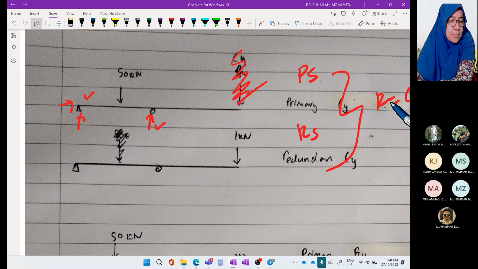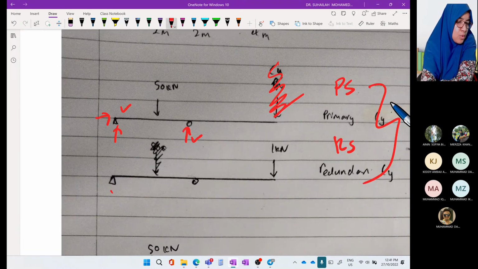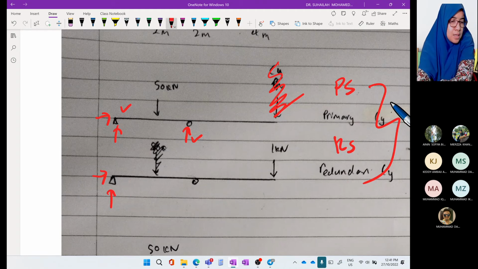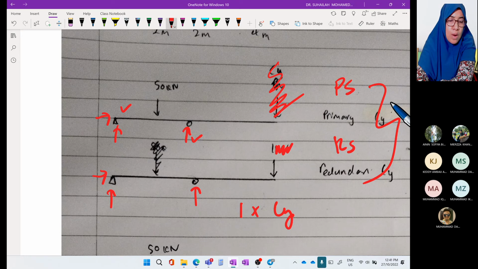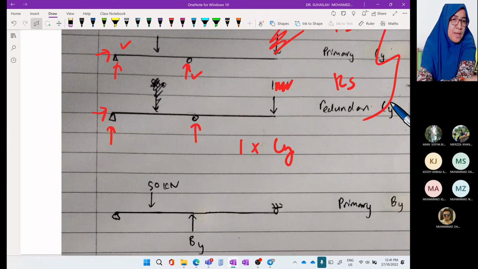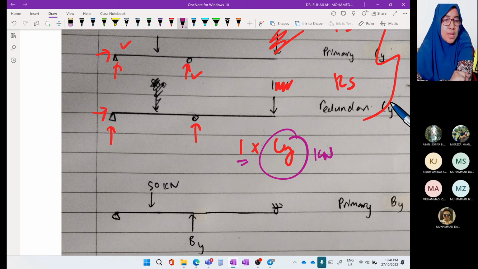Okay, redundant beam. The redundant beam has a fix, a pin and roller. A unit value, there is no unit. A unit value, it is 1 times CY. 1 times CY, is the unit on the 1 or on the CY? A unit value, this is the kilonewton. So for the 1, don't put a unit. Okay?